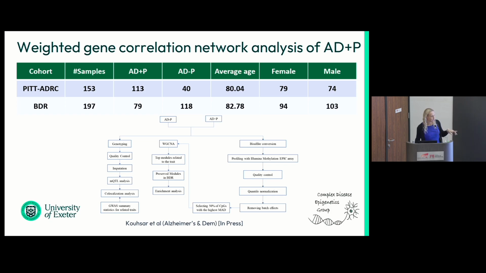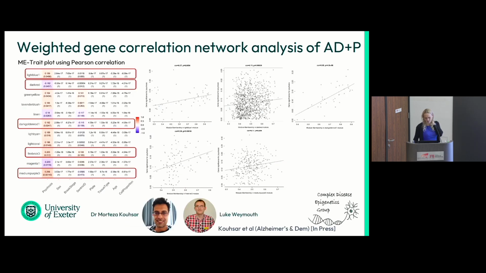So this study, well, actually, I'm going through the proofs at the moment, so it should be online imminently. So for this, we looked at two different cohorts. So the Pittsburgh ADRC samples, which is a cohort of samples collected in America, where they'd had really detailed clinical phenotyping and neuropsychiatric inventories performed during life, and the BDR cohort, which was a similar cohort in the UK, but it didn't have quite the same level of detail. So we used the Pittsburgh ADRC samples for discovery and the BDR samples for validation.